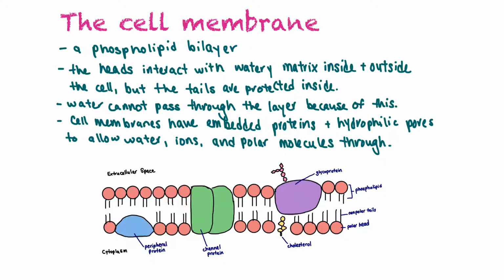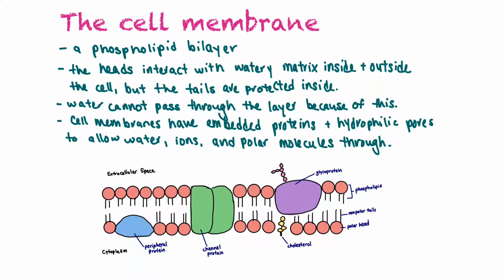And the cell membrane is a phospholipid bilayer. So it is two layers, bilayer, of phospholipids. The heads are found on the outside of this bilayer, and they interact with the watery matrix that's found both inside and outside of the cell. And the tails are protected on the inside. So you can see this part's the hydrophilic part, the extracellular space, it has a lot of water, the cytoplasm has a lot of water, and then the hydrophobic tails are found in the center and they're protected against that water environment.